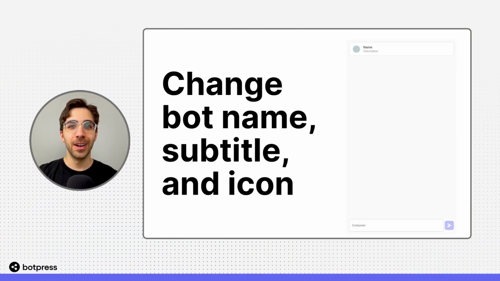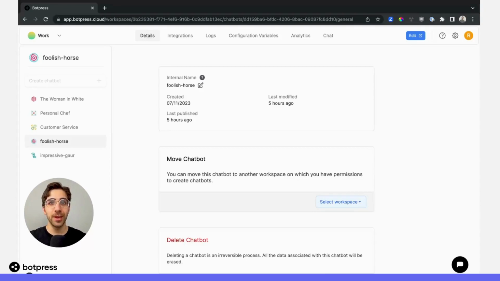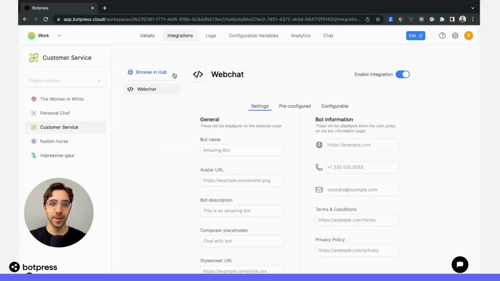In this video, I'll show you how to change your bot's name, subtitle, and icon. Navigate to the chatbot you'd like to modify, like this, and find the Integrations tab.